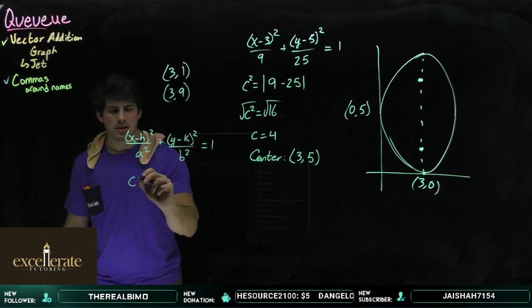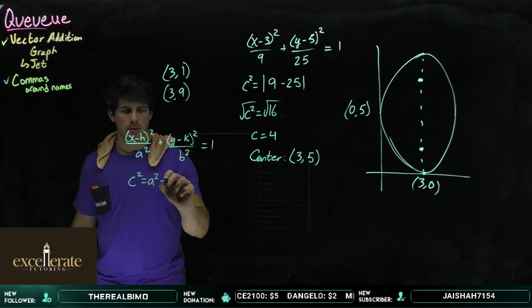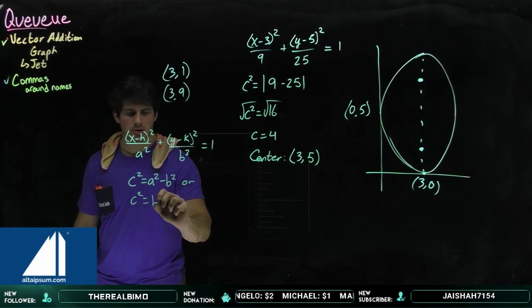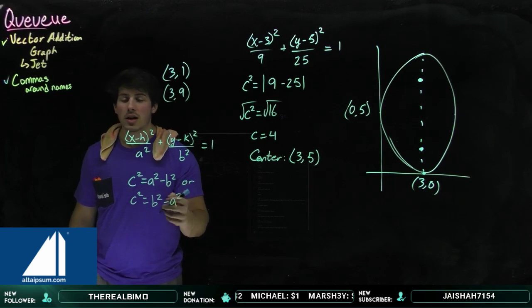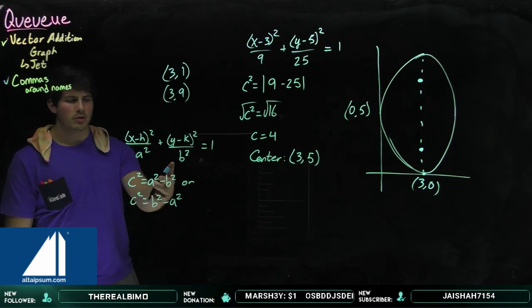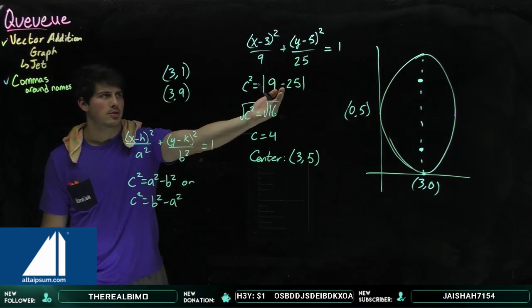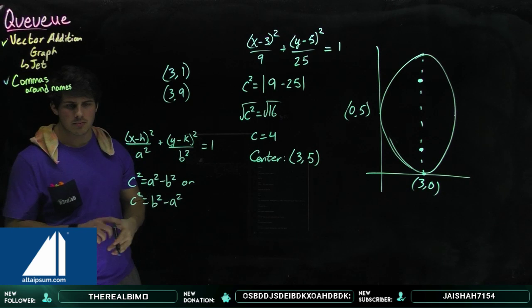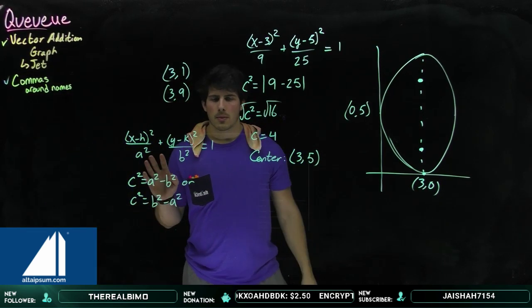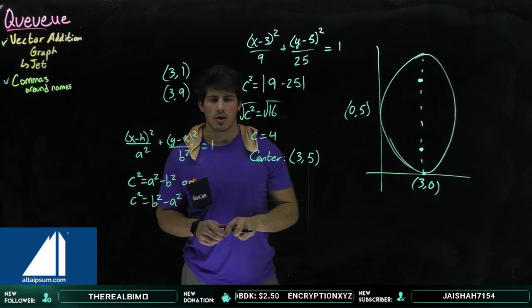And then we have that c squared equals a squared minus b squared, or c squared equals b squared minus a squared, depending on which is bigger, right? One of these is going to be correct. The bigger one is going to be first, so I just do an absolute value and don't worry about the ordering, but it's the same principle. And we're getting to why c is important in just a second.